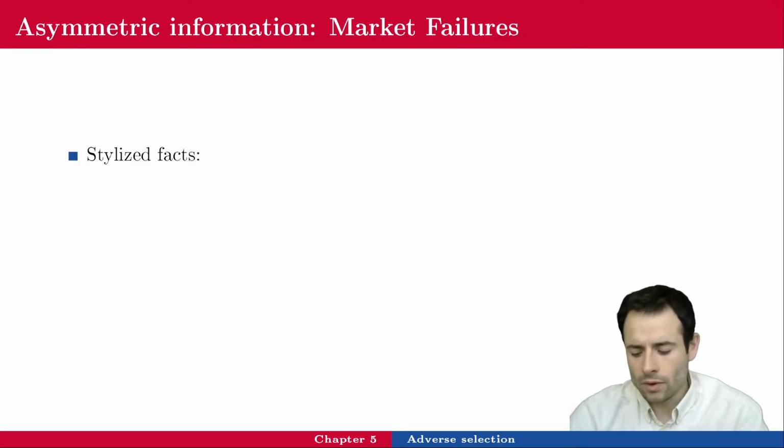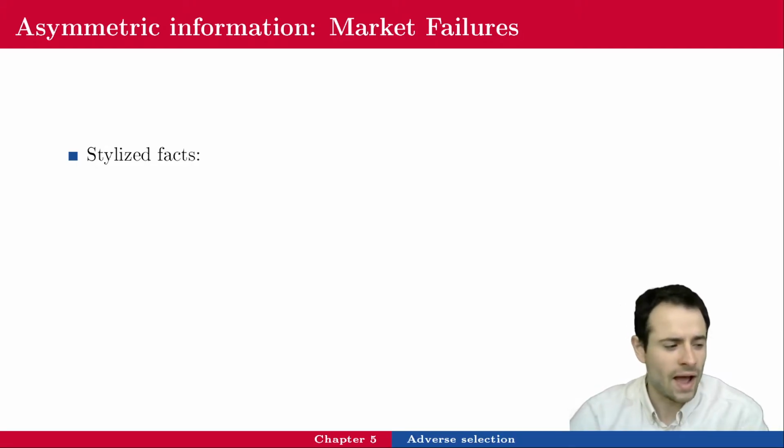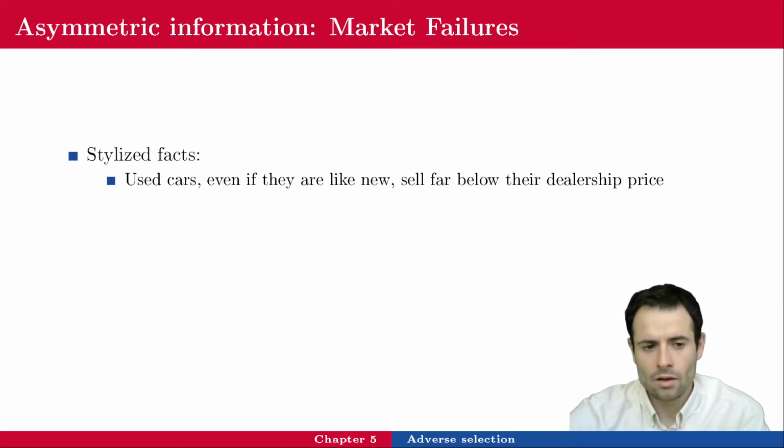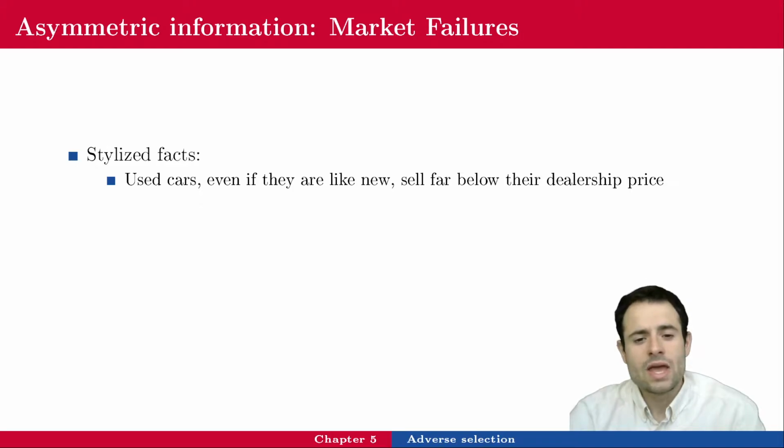So, before I talk about the actual definition of adverse selection, let me give you a couple of stylized facts. Those are facts that we commonly see in reality, and we are going to try to explain those facts using asymmetric information. The first fact is about used cars. Even if they are like new, they sell far below the dealership price.